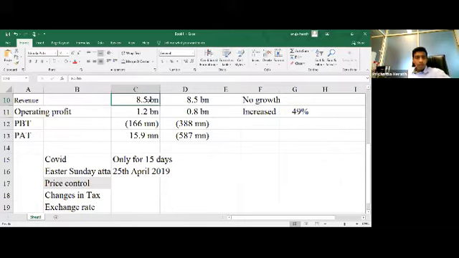Any other comments from these two variables, revenue and operating profits?